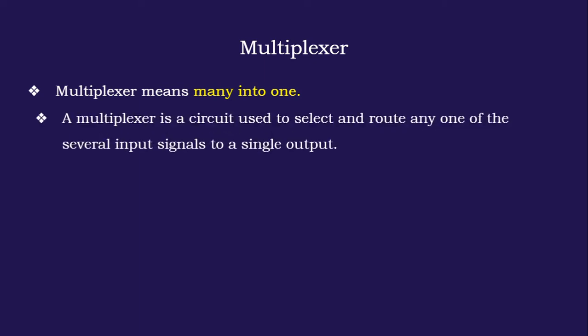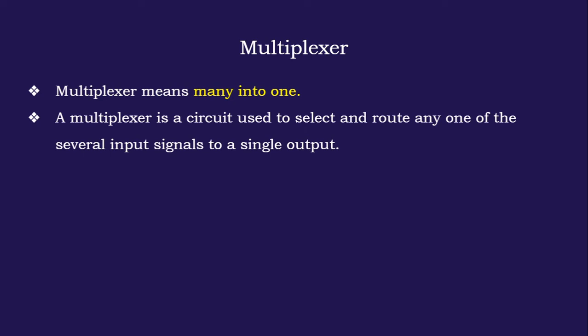A multiplexer is a circuit used to select and route any one of several input signals to a single output. That means we have many input signals, from there we can choose one and pass it as an output. That is, from many we are passing a single one.